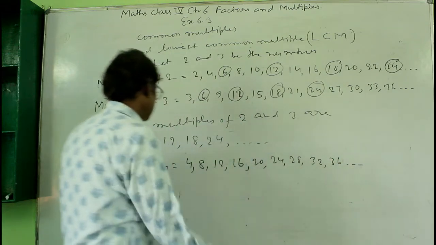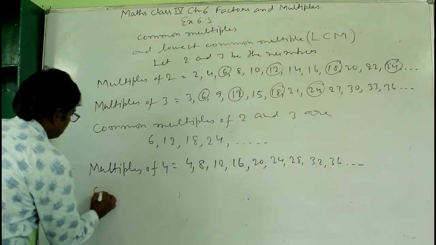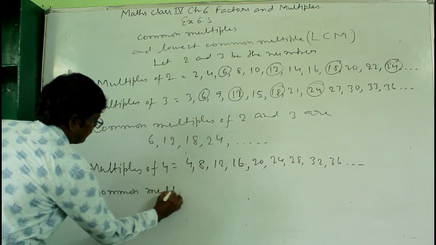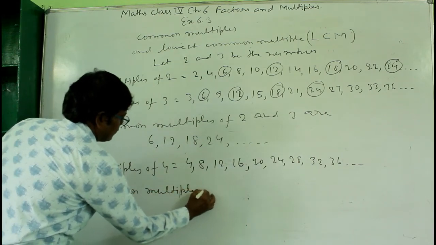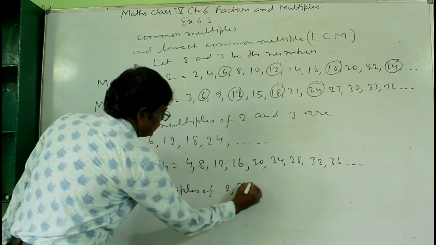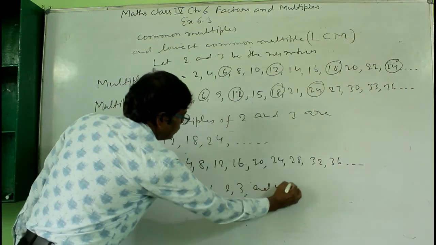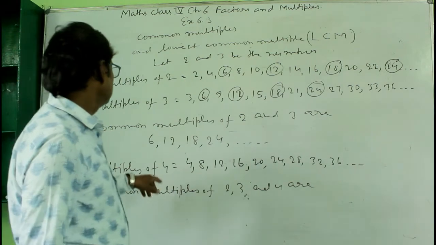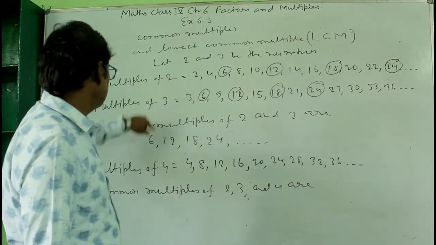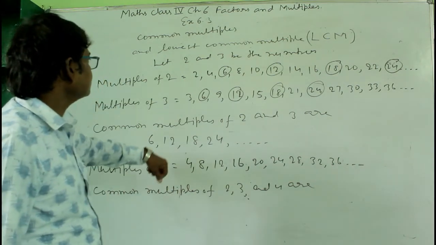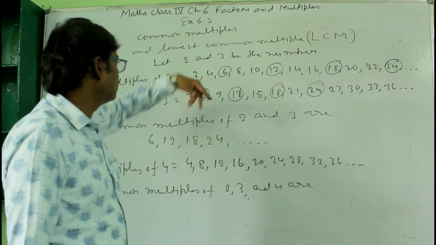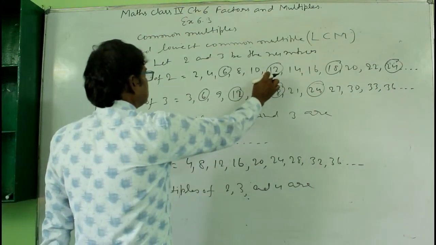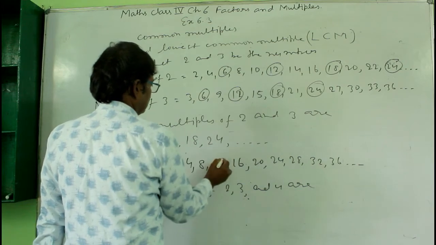And so on. So now here, if you write the common multiples of 2, 3 and 4, what is common here? See that there is 2, 3 and 4 in this. 6 is not common here. So what is common here? 12 is common here. See that 12, 12, 12. Okay, so 12 is common.